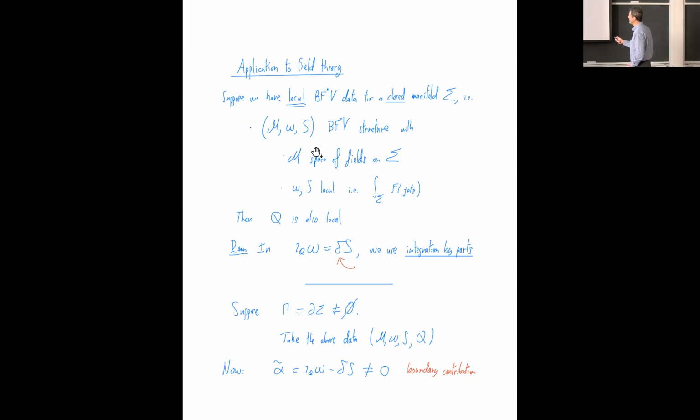That means the following: my graded manifold will have to be some space of fields on some manifold sigma. The space of fields should be essentially jets of sections of some vector bundle, or connections and things like that. I want omega and S as before. Omega will be symplectic, S will be a function that Poisson commutes with itself, but I want them to be local. Local means that they are an integral over sigma of some function of the jets of the fields defined at the points. The usual structure.